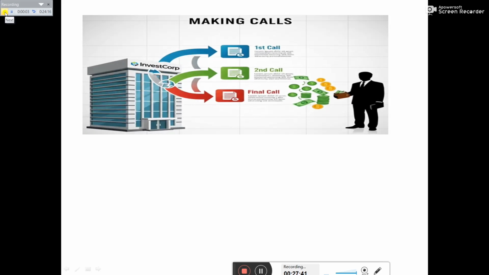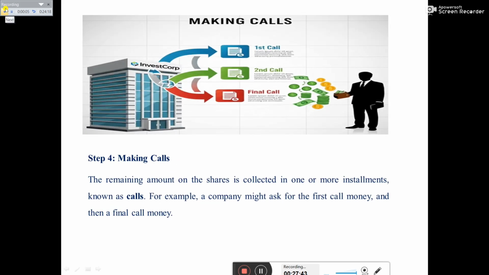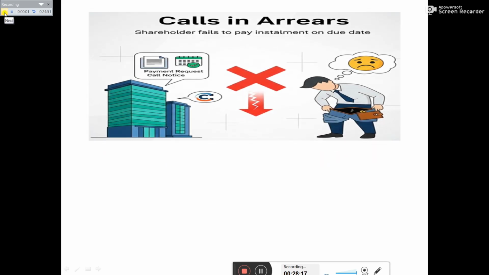Okay, next, making the call. What do you mean by that? The remaining amount on the share, collected in 1 or more installments, is known as a call. That means if a shareholder fails to pay the amount at the time of allotment, if it takes some time for payment of money, and if he keeps some amount pending at allotment time, then the company makes the first call, second call and final call. So that process is what we call making a call. After that, calls in arrears.